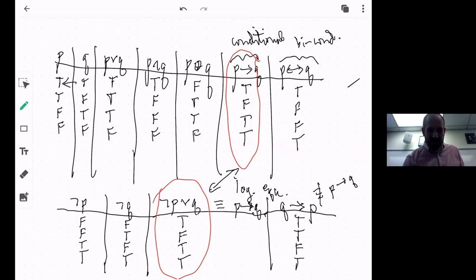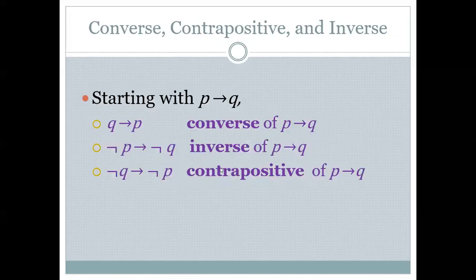There were other ones, like not P implies not Q. That's called the inverse of P implies Q. That also is not the same thing.